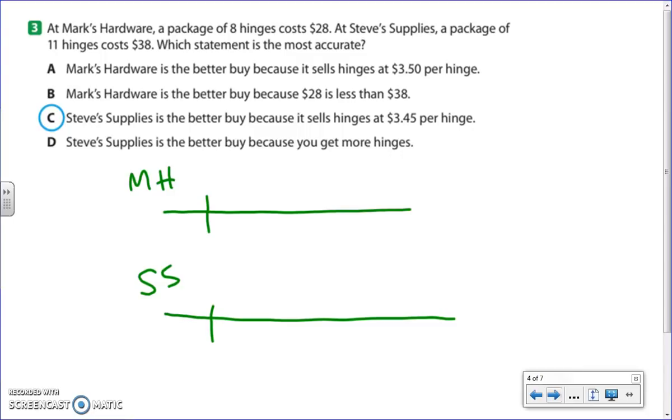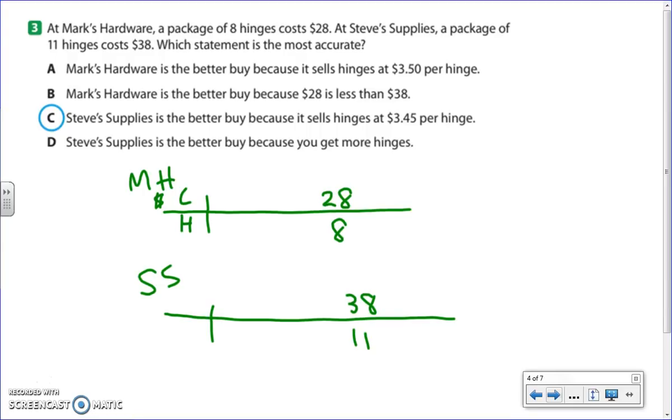We'll start with Mark's Hardware. It says each package costs $28. Cost on top and hinges on bottom. And then at Steve's Supplies, 11 hinges cost $38. Okay, so this is going to be a tough problem to solve. We're going to be creative with the patterns that we see.